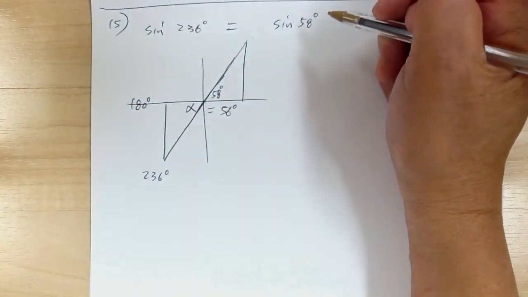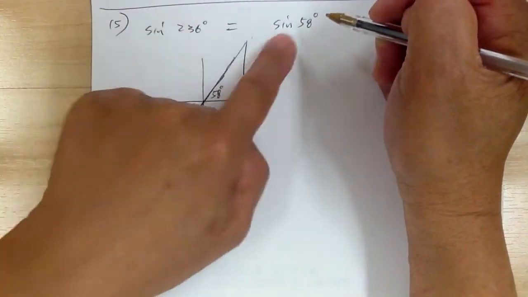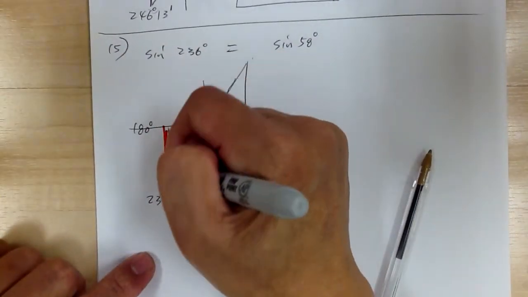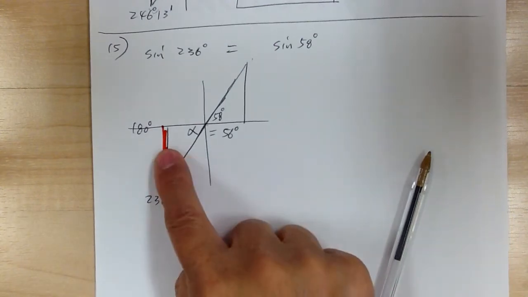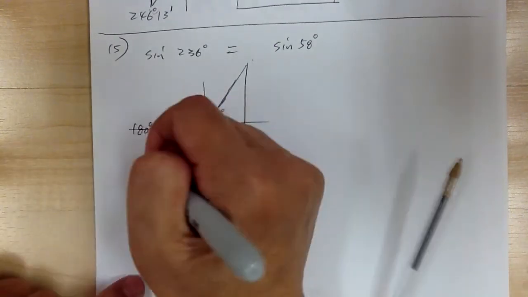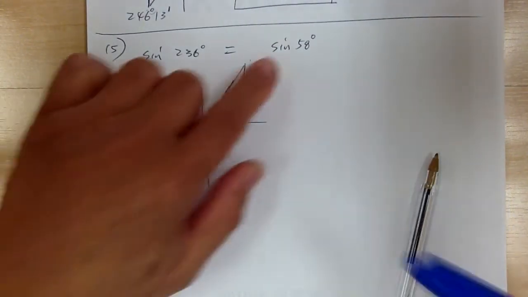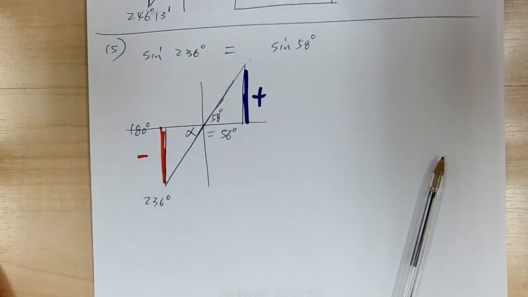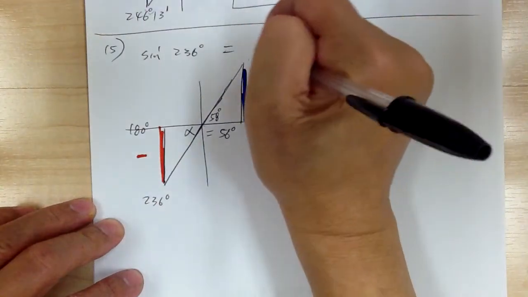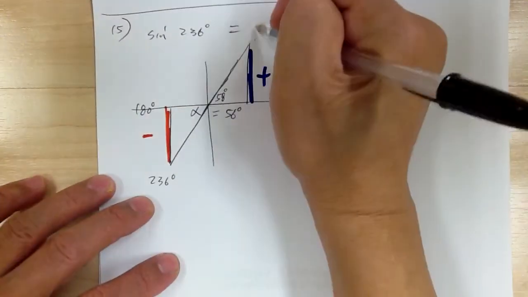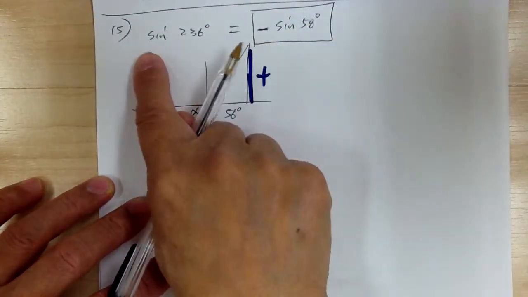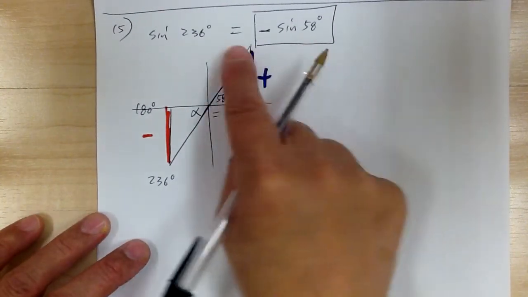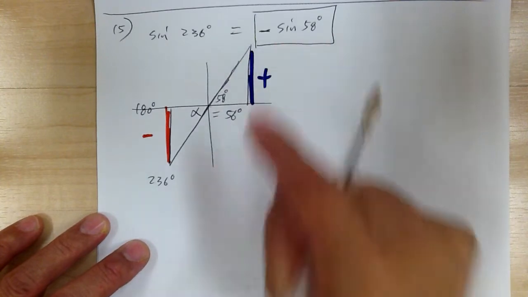But what you have to watch is, are they the same or opposite? Well, sine of 236 is right over here, and that's negative. But sine of 58 is right over here, and it's positive, so they're opposite. So in order to compensate, you have to put a negative over here. This is your answer: sine of 236, when you transform it to an acute angle, becomes negative sine of 58 degrees.